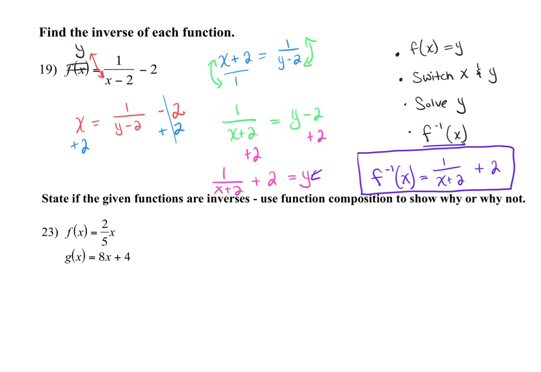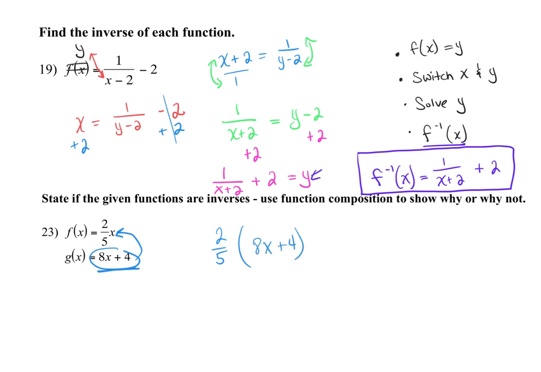So it says state if there are inverses, use function composition to show why or why not. So function composition means I am going to put one in the other and it doesn't matter which one. So I would probably put this G into the F. So I'm going to do composition just like I did on page 2, and I'm going to say 2/5, and instead of x, I'm going to write this 8x plus 4.